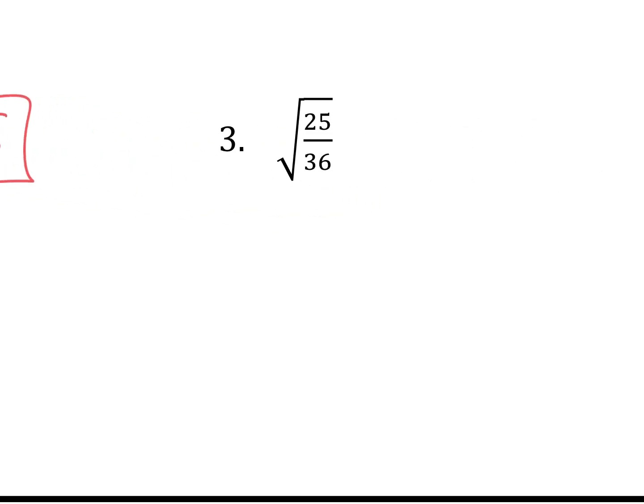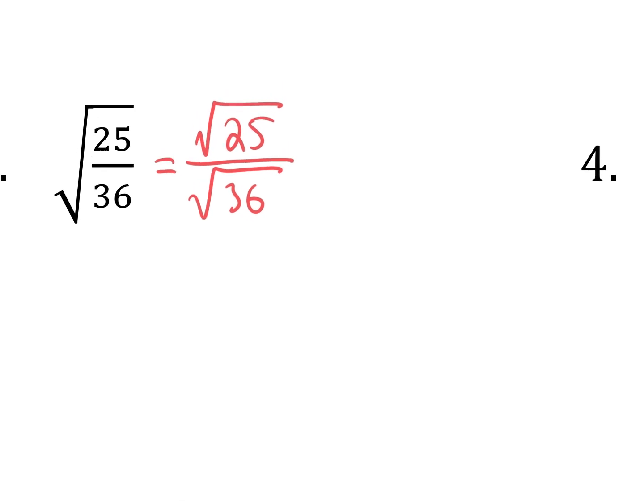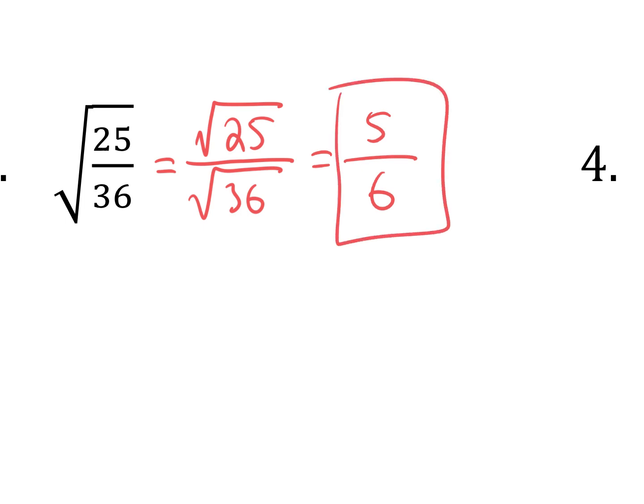Okay. How about number 3? Square root of 25 over 36. Again, these are what kind of numbers? Well, first, does 25 divide by 36 or no? It does not. So we can go ahead and split this up, because you'll see why. So we got square root of 25 over square root of 36. And what is square root of 25? It is 5. Square root of 36 is 6. Does 5 divide by 6 nicely or no? It does not. So we get 5/6 as our answer.